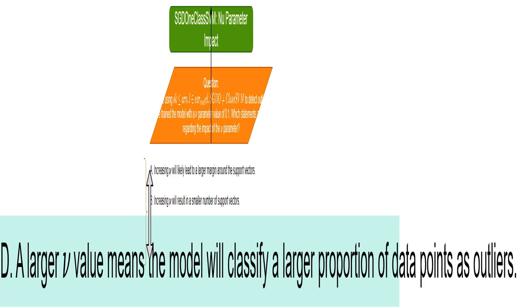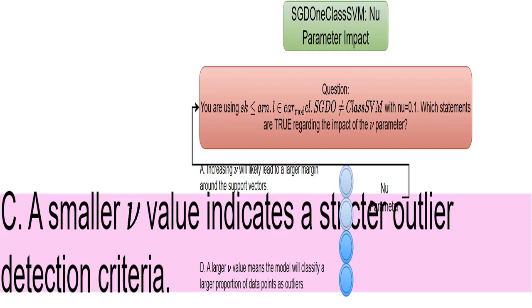The model becomes less strict in its judgment. I see the term nu parameter in SGDOneClassSVM. It's a crucial setting that controls how many data points the model expects to be outliers. Think of it like this: a smaller nu means I'm expecting very few outliers, so I'll set a stricter threshold for identifying them. Conversely, a larger nu means I'm expecting more outliers, so the threshold is more lenient.